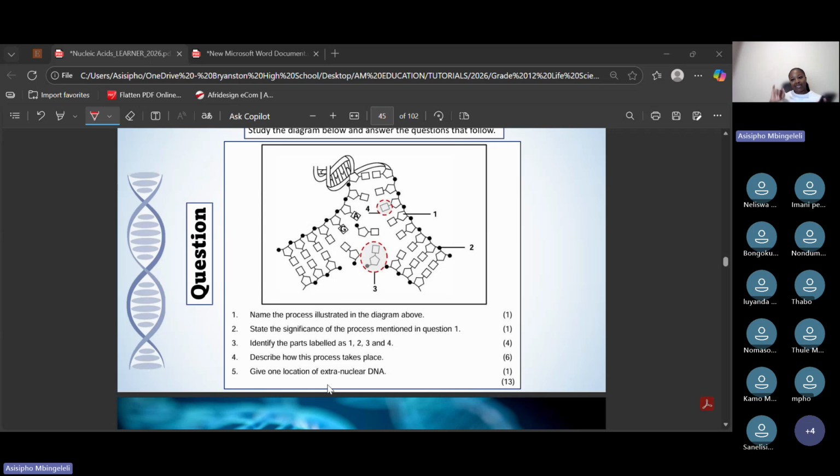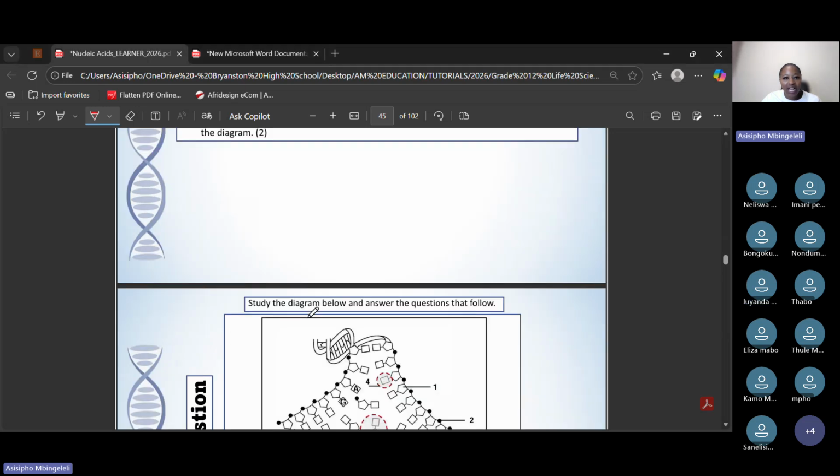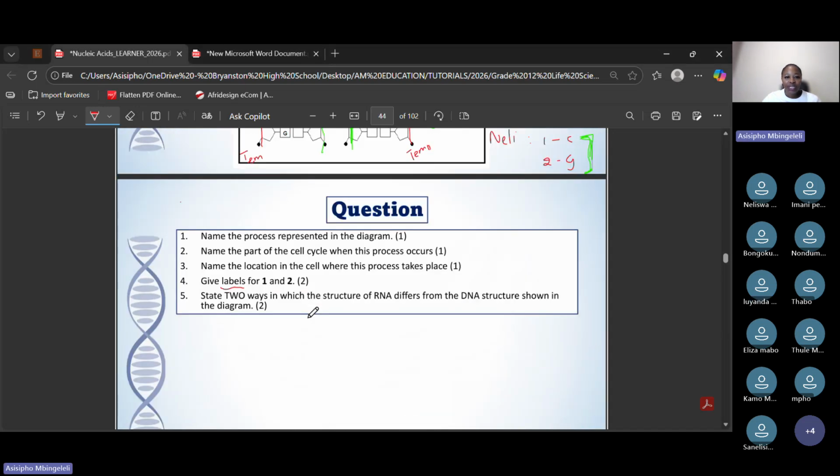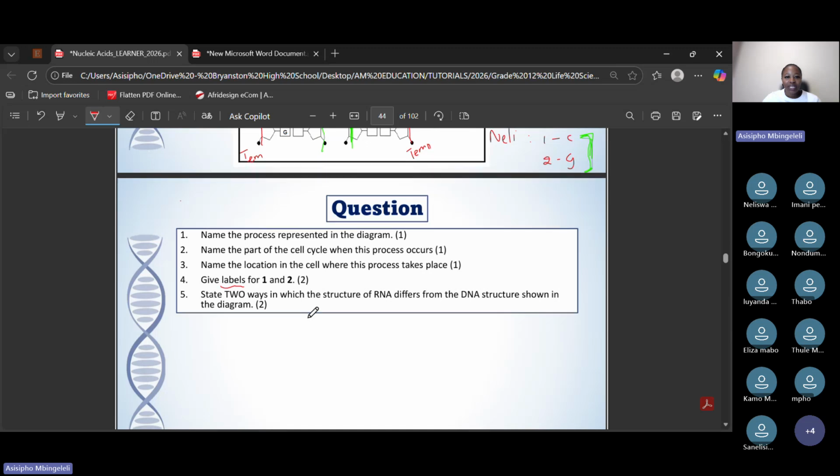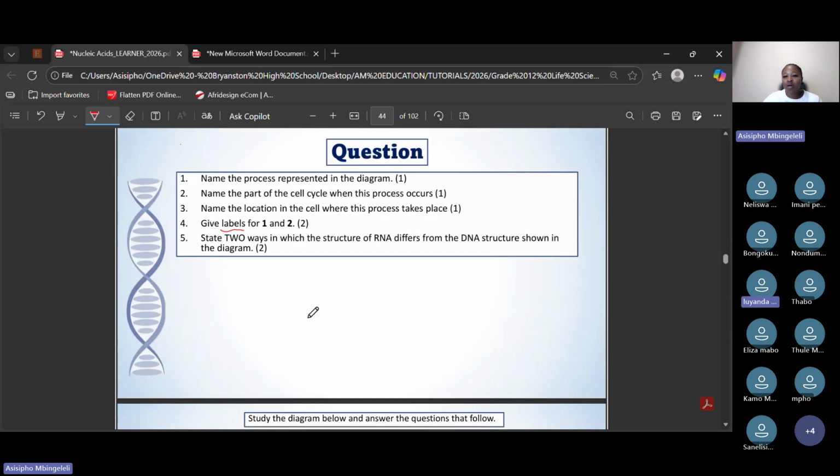3 minutes. Ma'am, yes. I think you forgot question number 5 on the previous activity. Sorry, state 2 ways in which the structure of RNA differs from the DNA structure. Okay, I think let's allow everyone to finish the activity. Thank you so much for that. I didn't even see. Then, before we start with the second activity, I'm going to do that question. Thank you so much.